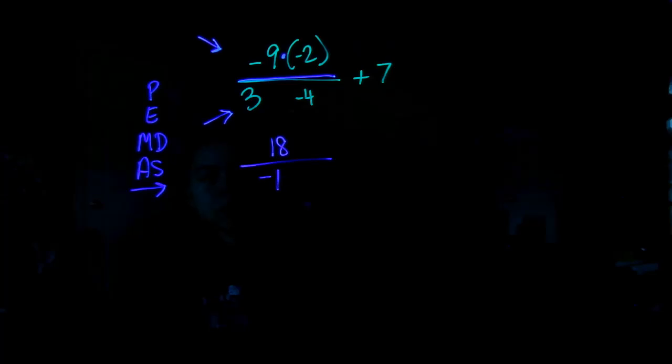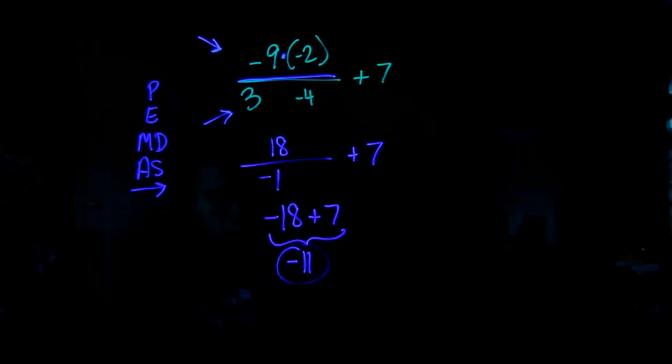is negative 1 plus 7. Now we can divide. 18 divided by negative 1 is negative 18 plus 7. Our last step is negative 11. If you need to draw yourself a number line so that you get those integer operations, please do.